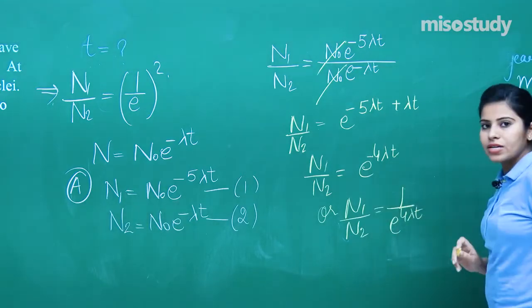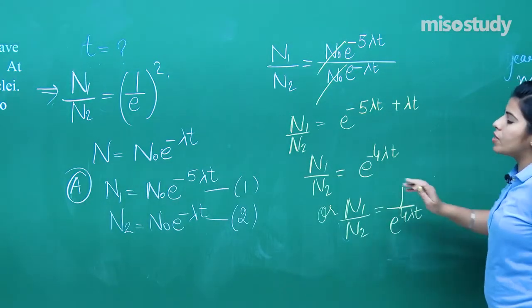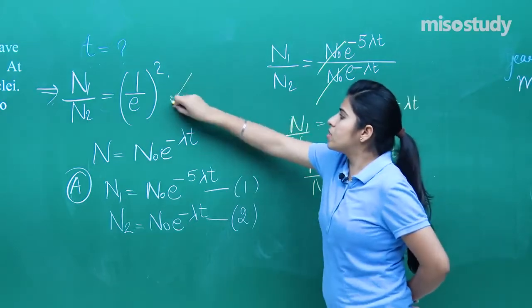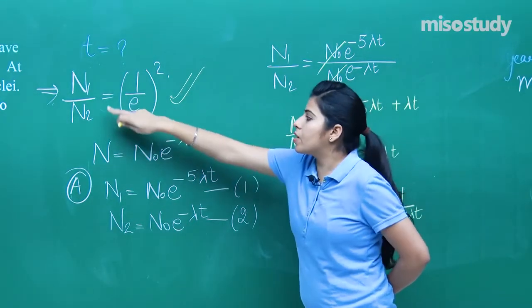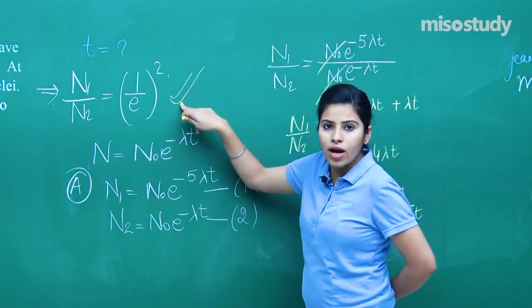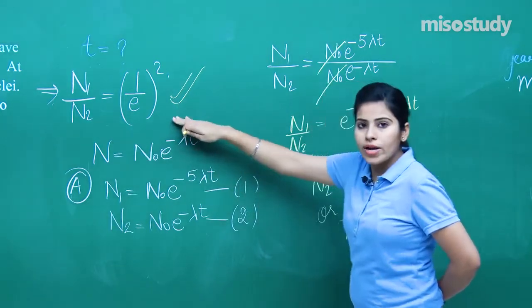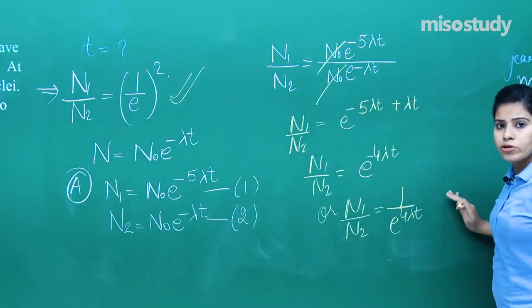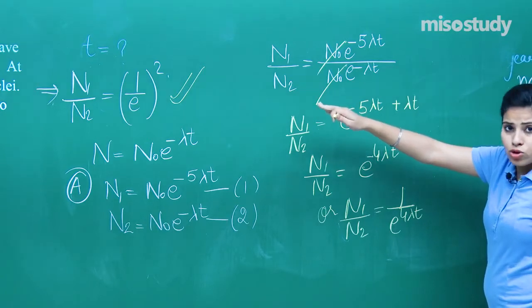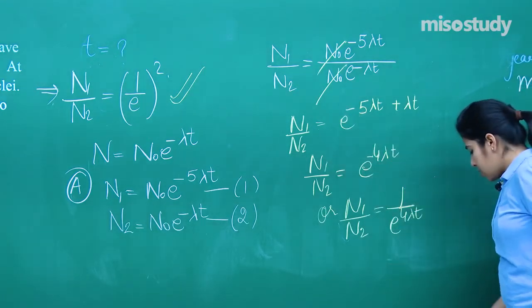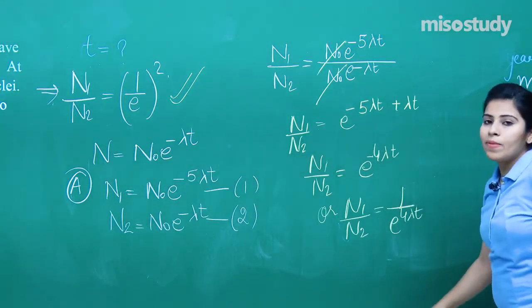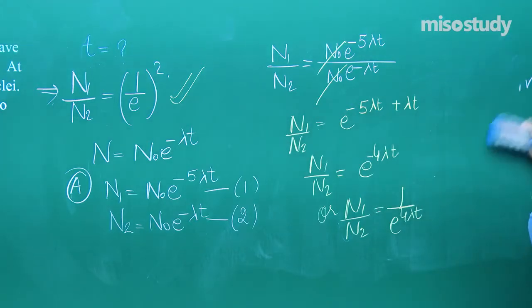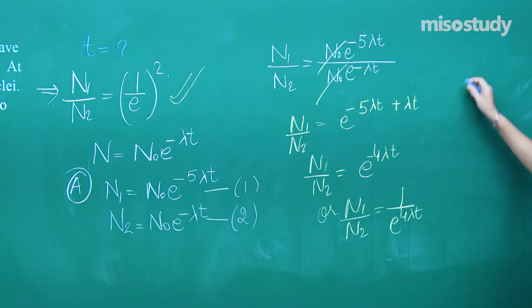Now we have been given this relation, that means N1 upon N2 equals 1 upon e square. So if we equate these two, since that is also N1 by N2, we will put this N1 by N2 in place of this.